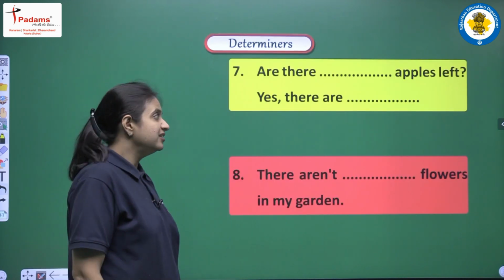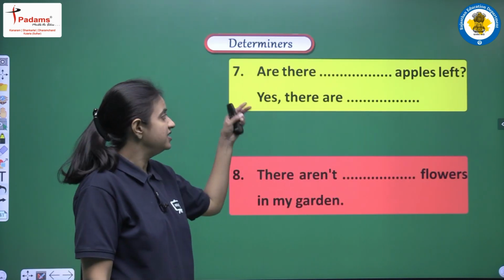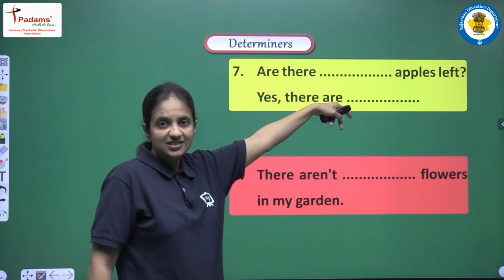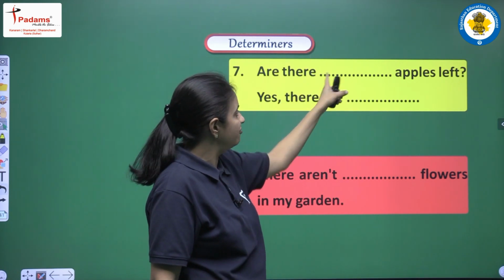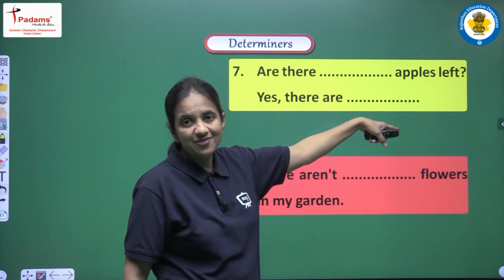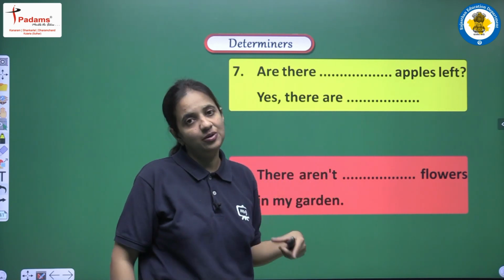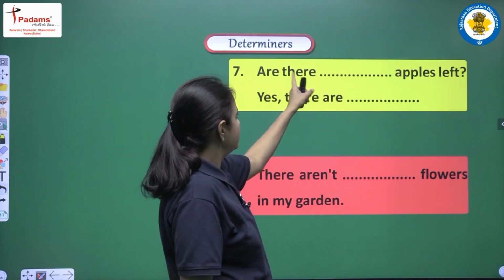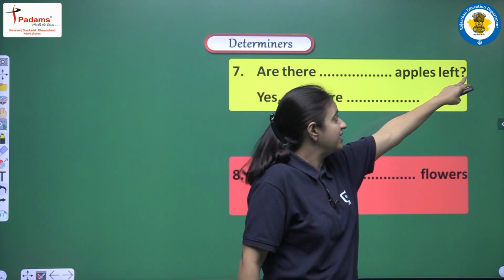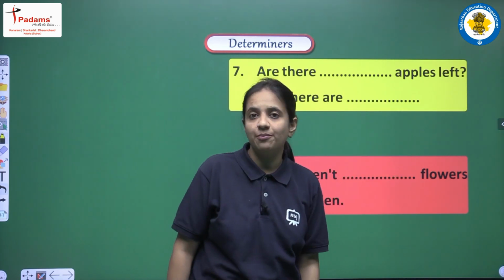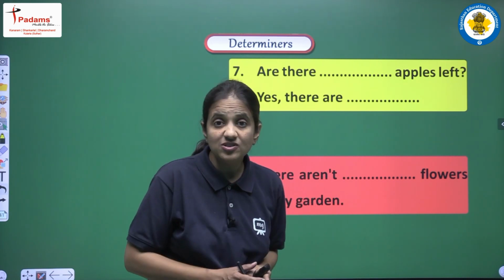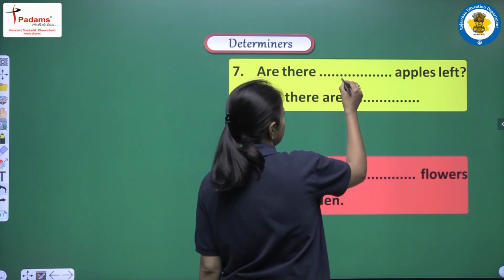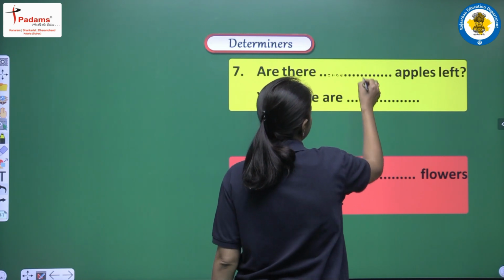Next is, are there apples left? Yes, there are. So in this sentence we are having two different sentences and we are having two blanks. So we have to fill both the blanks. So let's read the first one. The first sentence is, are there apples left? At the end of the sentence there is a question mark. So this is the interrogative sentence. So in this sentence, first of all we will write any here.